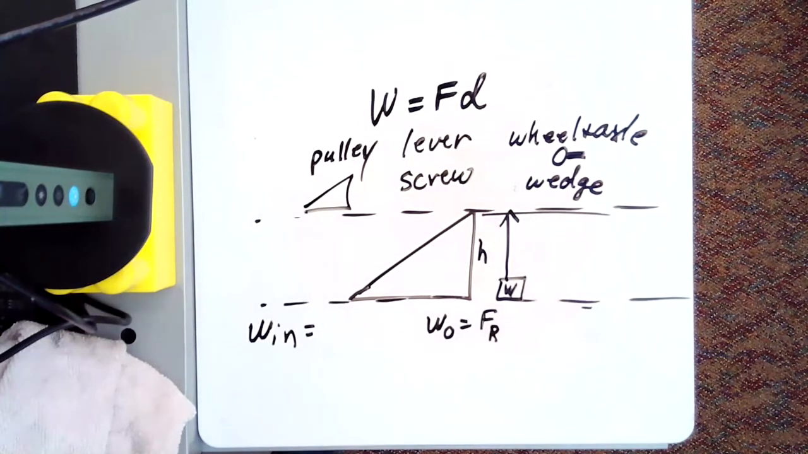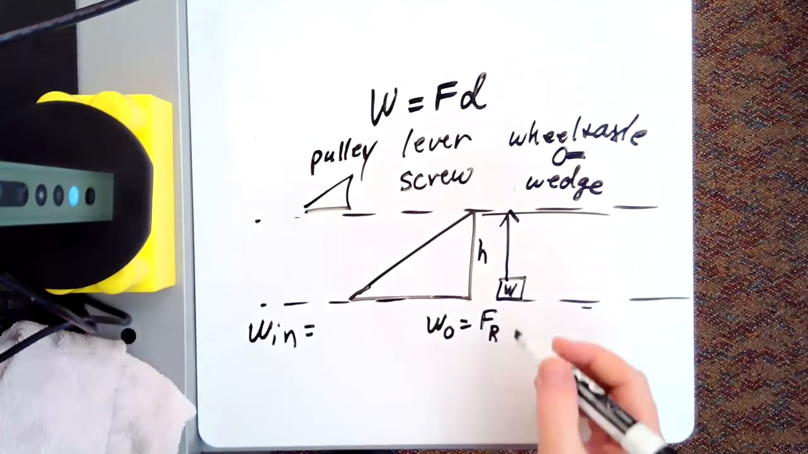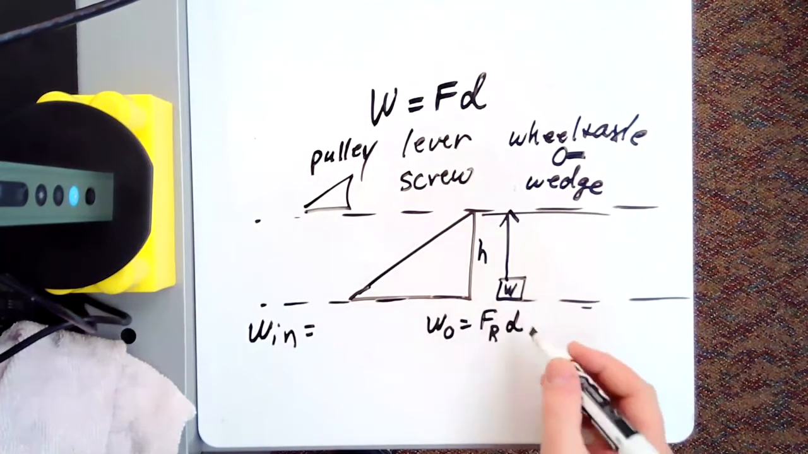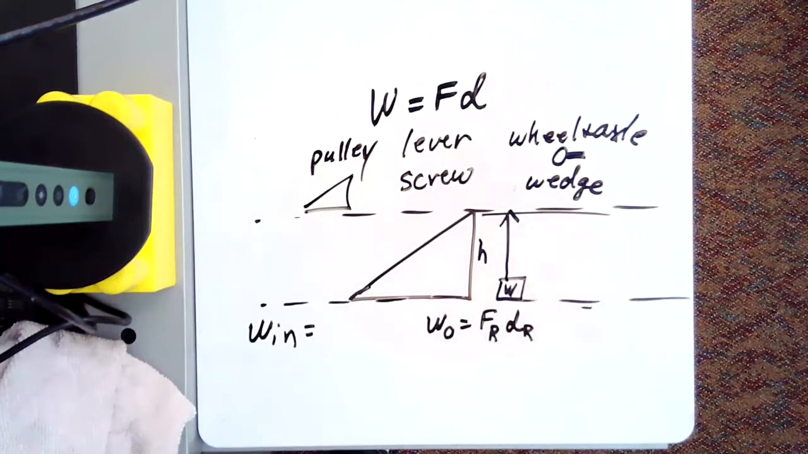That's going to stand for your resistance force, which basically means it's the weight of the object. And we're going to lift at a height. The height is a distance, and we're going to put the R on the D also. Okay. So to find the work output of something, you're going to take the resistance force, which is the weight of the object, times how high you lifted, which we're calling the resistance distance. Okay. The distance that we move the resistance.